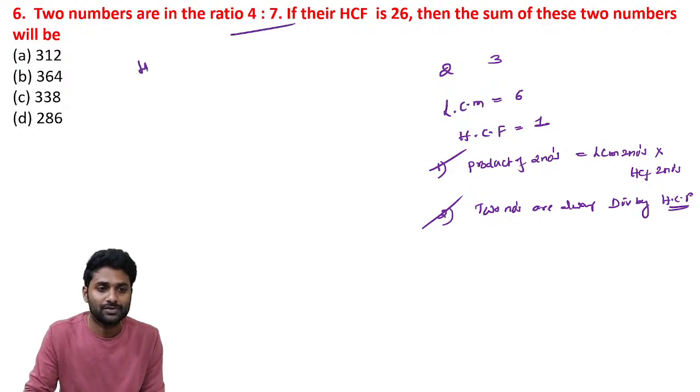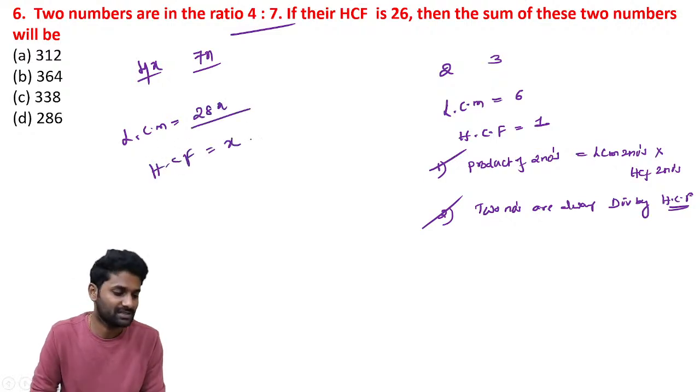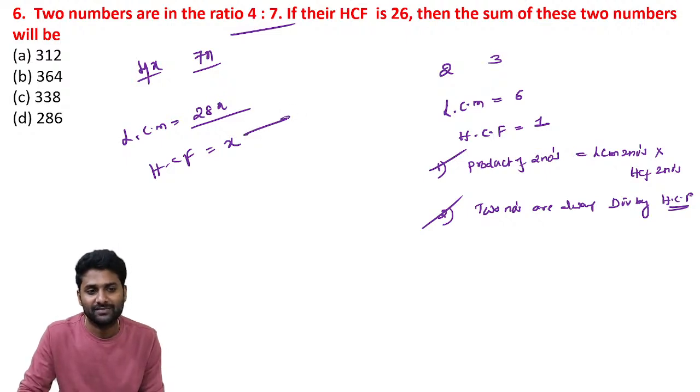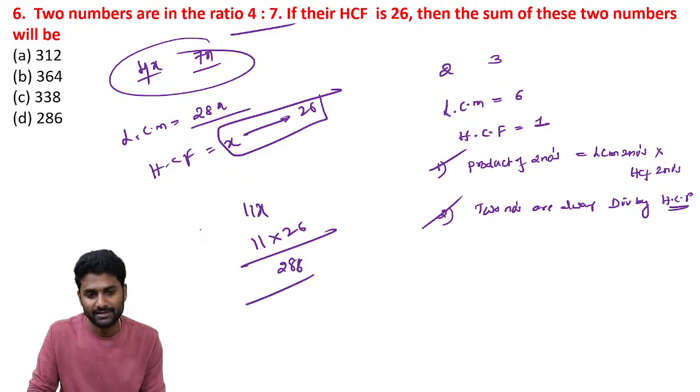Now there are two numbers. One number is 4x, another number is 7x. And the HCF, as you know, see, here 4x and 7x. If you want the LCM, LCM is equal to 28x. What about the HCF? We have one common variable that is x. And x value is directly given as 26, right? Then what is the sum of those two numbers? Sum of those two numbers is 11x. So 11 into 26. So 286 is the correct answer.